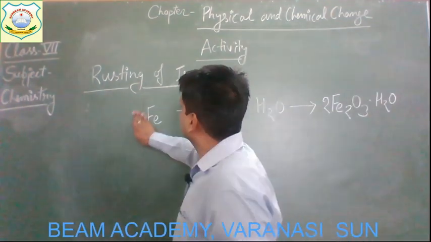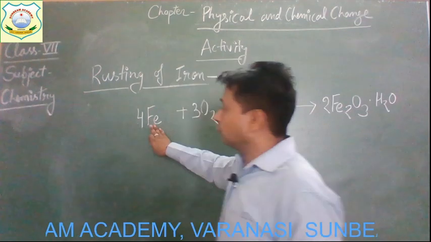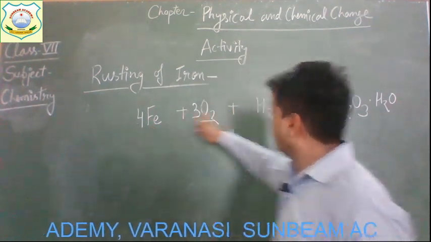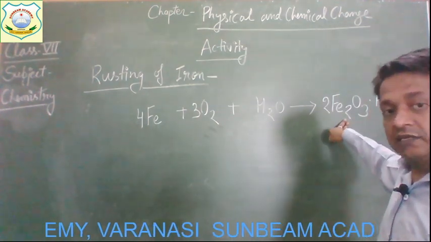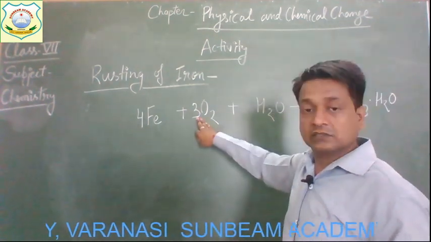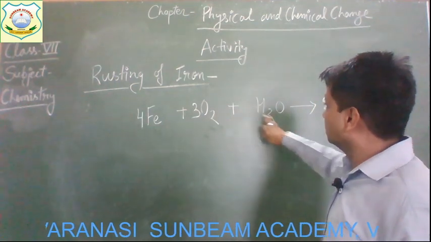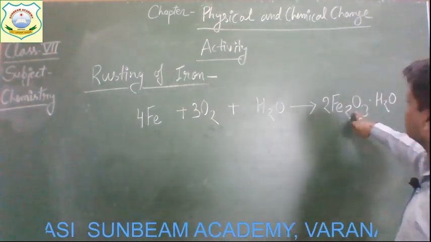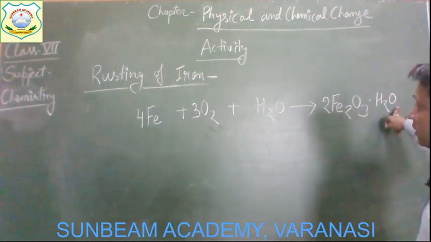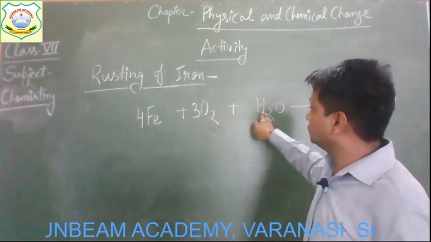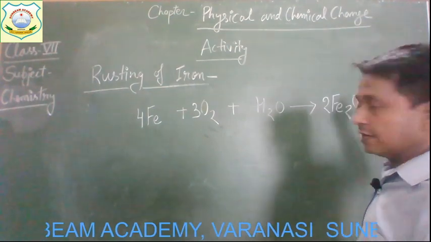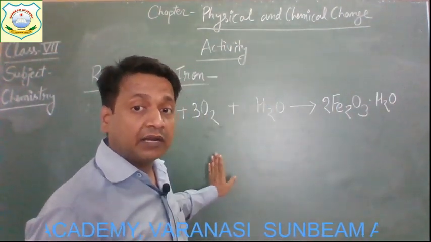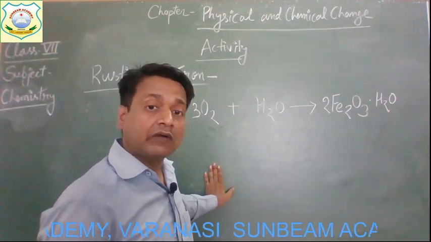We can write here four atoms of iron on the left side, and four atoms of iron on the right side also. Oxygen: six plus one, seven, and on the right side six plus one, seven. Hydrogen: two atoms, and on the right side also two atoms. So this is the balanced chemical equation, and this is the chemical reaction to show the rusting of iron.